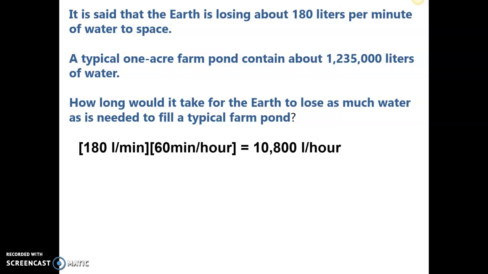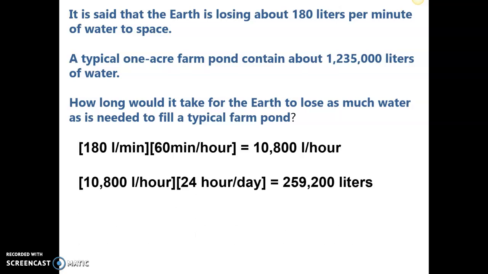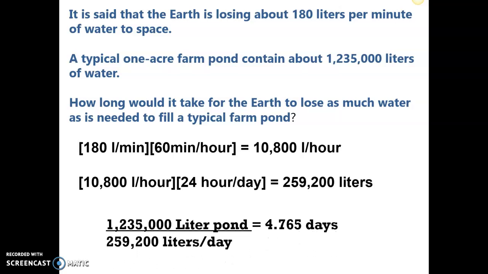Well, let's do the math. 180 liters a minute times 60 minutes an hour is 10,800 liters per hour. Holy Hannibal Lecter's Batman, that's a lot of water. At 10,800 liters an hour times 24 hours a day, you get 259,000 liters. That's a lot of water every day lost to the poles. Now the farm pond divided by that many liters a day, it takes only 4.5 days, almost 5 days, to lose a farm pond of water.